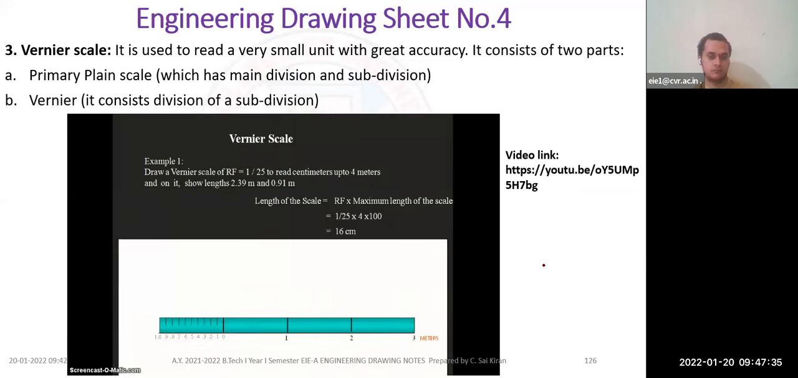Here, first I am representing the units. Main units are in meters and sub-units are also in meters like 0.1, 0.2, 0.3. Next, we can also divide the remaining divisions into 10 equal parts for representing the decimal values of the meters. That is 0.1, 0.2, 0.3 meters.